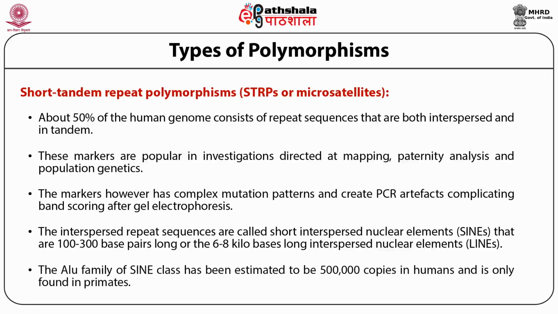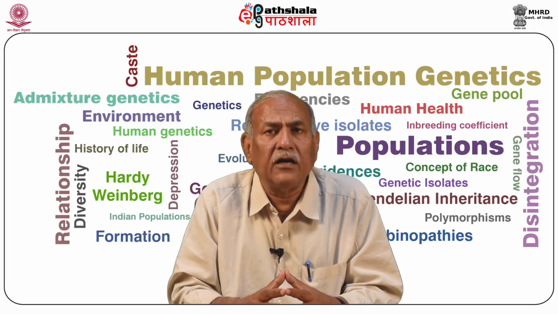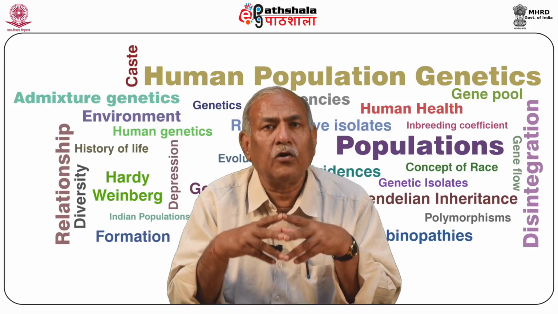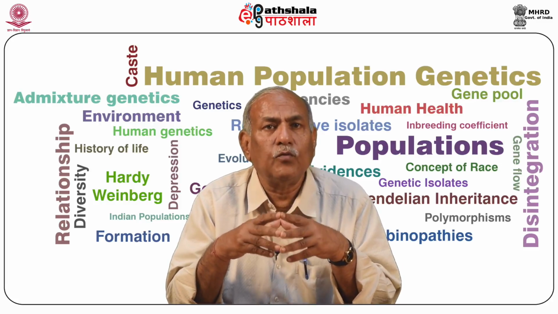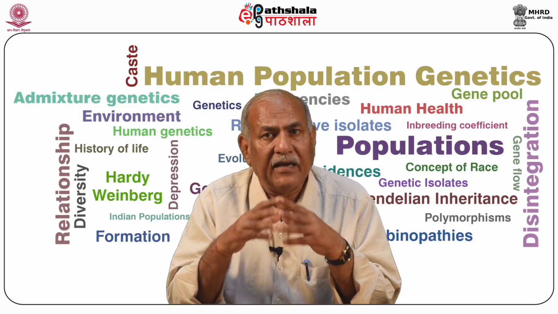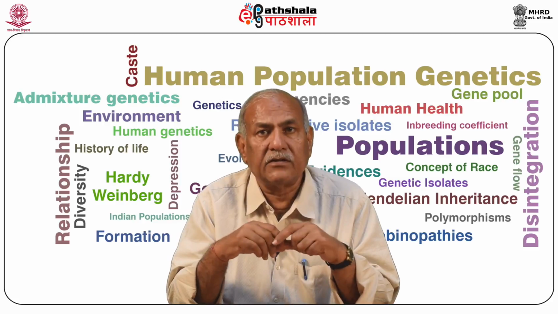The ALU family of the SINE class has been estimated to be 500,000 copies in humans and is only found in primates. Copy number variations, that we call CNVs, are submicroscopic structural variations on chromosomes stretching to more than 1 kilobase. They vary in the number of copies among different individuals.